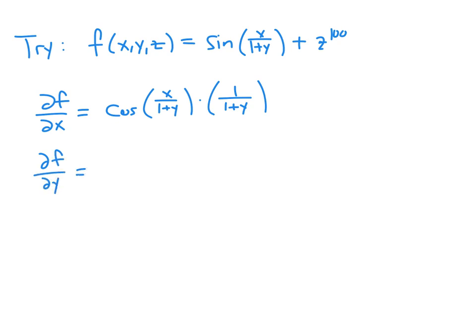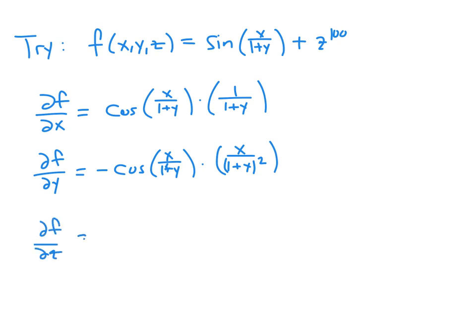Del f del y should be, I'm going to go ahead and simplify this one, despite what I just said a few seconds ago about not having to simplify, but just so that you can easily get your answer in the same form as mine. So negative cosine x over 1 plus y multiplied by x over 1 plus y squared. And of course, del f del z is probably the easiest one here, 100 z to the 99. Right? So try this one, confirm you have the right answers, and then you can go on to the next part of the video.